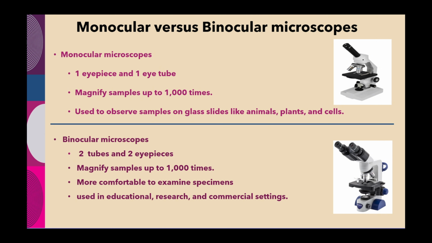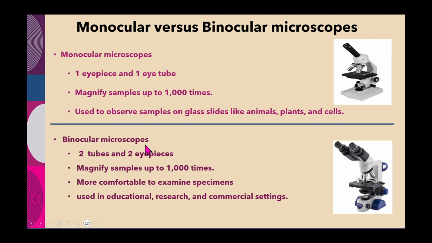Now, what is the difference between monocular and binocular microscope? Basically, the two broad categories of microscopes are monocular and binocular. A monocular microscope has one eyepiece and one eye tube. If you see this picture, this is the eyepiece and this is the tube. It can magnify a sample up to 1000 times. Why? I will discuss in the later stages. It is used to observe samples on glass slides like small animals, plants, and cells.